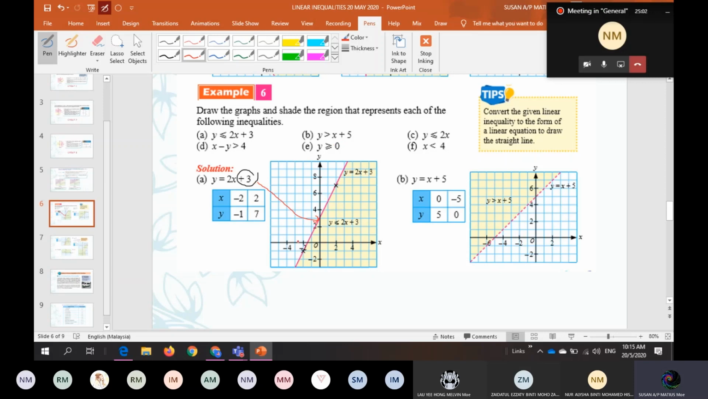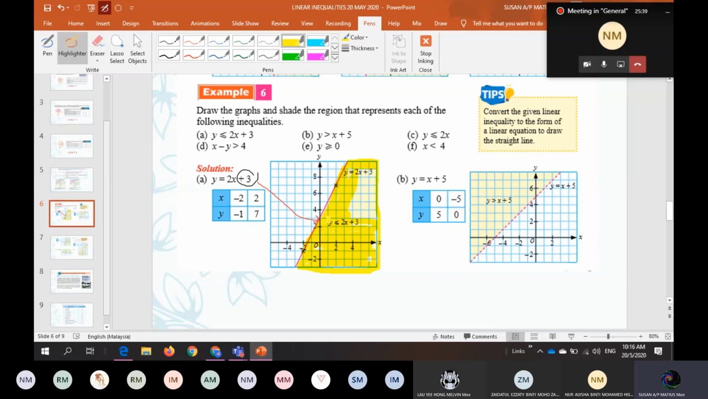So once you have drawn the graph, the next part of the story is to shade the graph. How are you going to shade the graph? I'm going to help you shade this. This is less than or equal to, so these are the parts that you have to shade. Guys, you cannot go outside of the box. Sorry, because I'm not using a pen, I'm just using a mouse. Okay, so this is the shaded region.